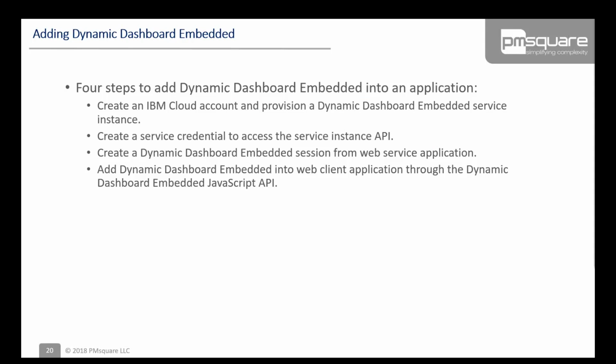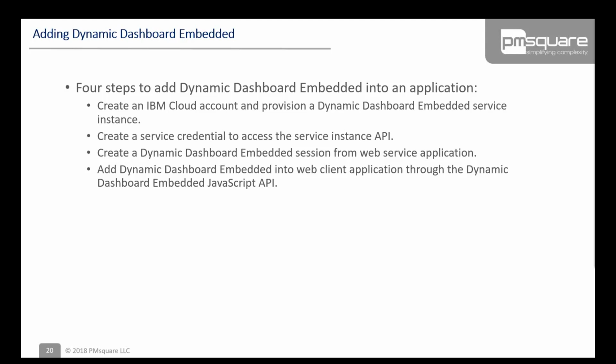So there's really 4 basic steps to get started with this. First you create an IBM Cloud account, and then you provision a dynamic dashboard embedded service instance. And this is done through a graphical interface on the IBM website. This isn't command line stuff to do this provisioning. Then you create a service credential to access that API, and then you create a dynamic dashboard session from the web service application. And then finally, you're just going to utilize the JavaScript API that's provided, so that you can embed it into your web client application.